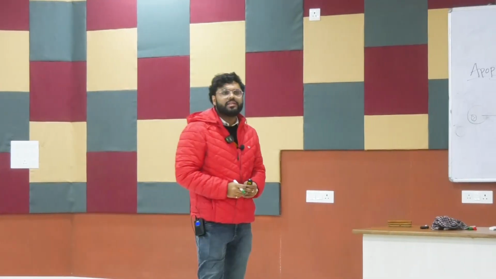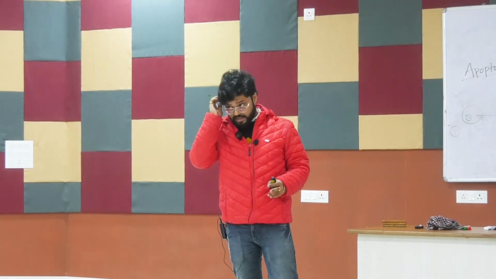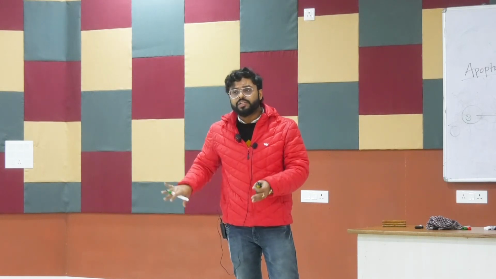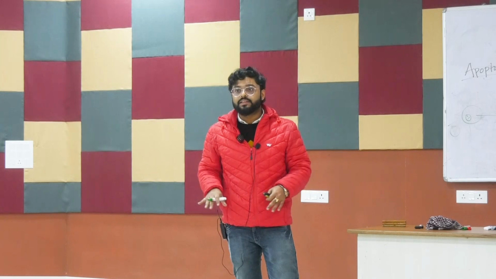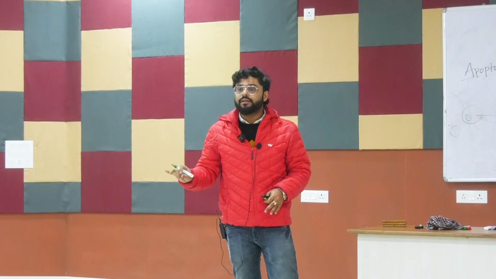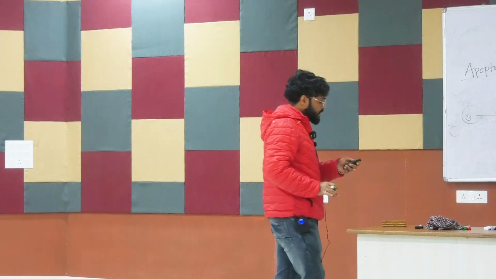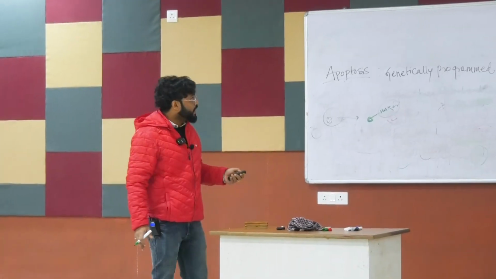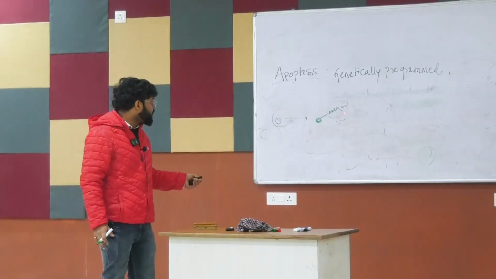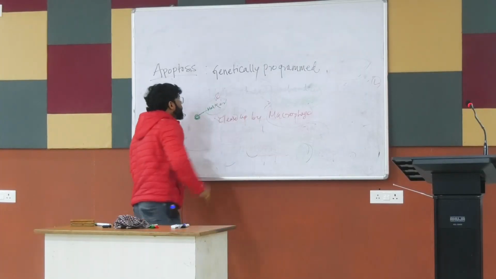I said in the first class that if any cell dies anywhere in the body, the cell will be cleared up. A dead cell, dead tissue, or anything which is dead or dying has no utility. They will be cleared up by macrophages. Like everything else, here also the degraded apoptotic bodies have some marker, and they are cleared up. So you have to remember this marker.